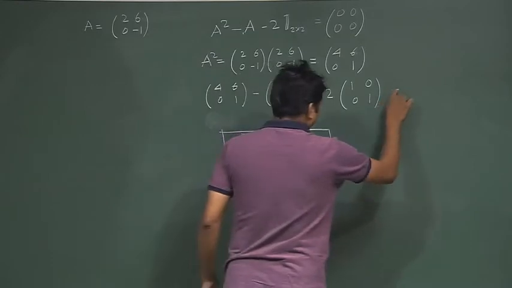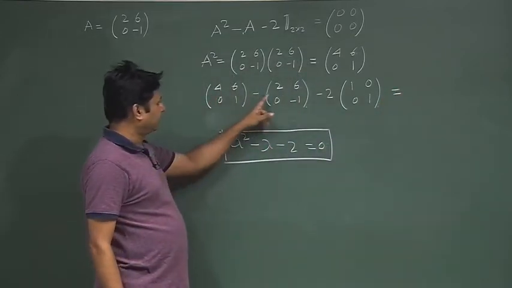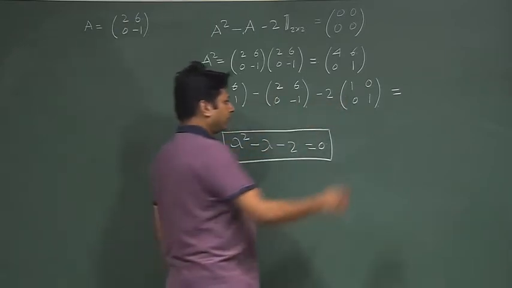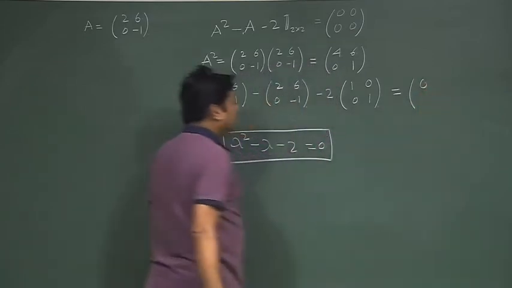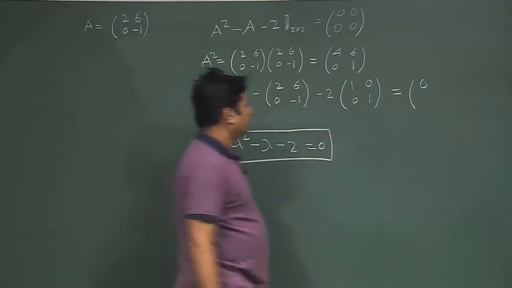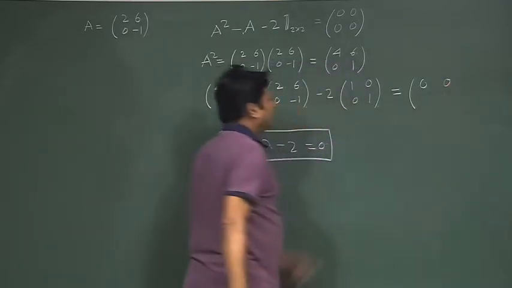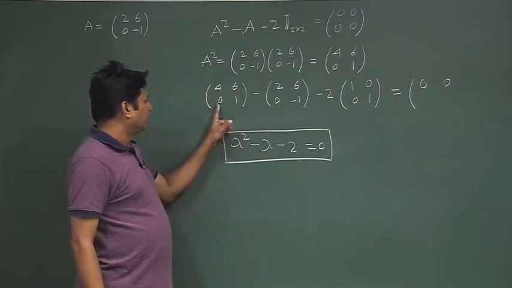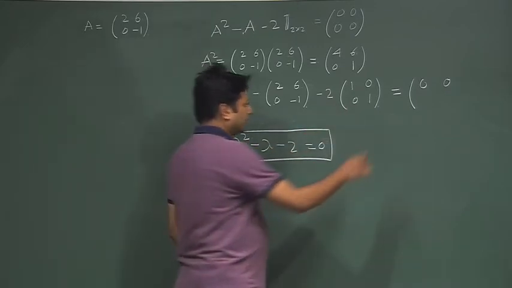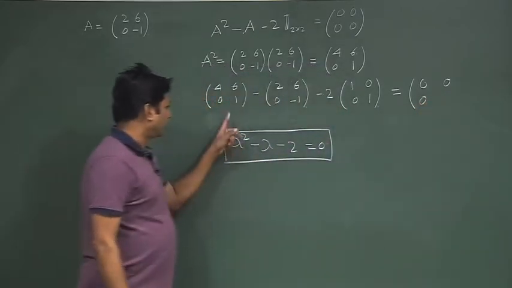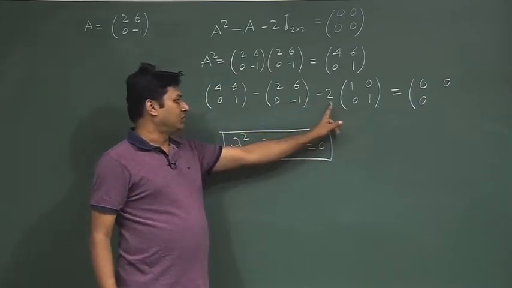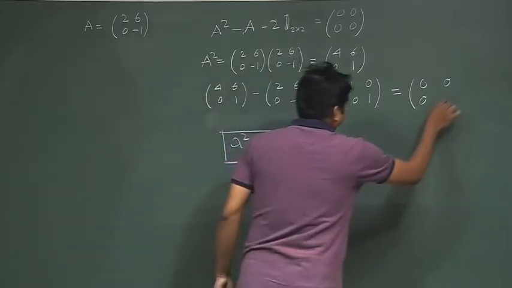Let us check. The first thing is 4 minus 2 minus 2, so the first element is 0. Second, 6 minus 6 is 0 and the last one is 0. So the weightage is 0. Next, this is 0, this is 0, 2 multiplied by 0 is also 0. And the last one, 1 plus 1 is 2, minus 2 into 1, it is minus 2. So 2 minus 2 is 0.